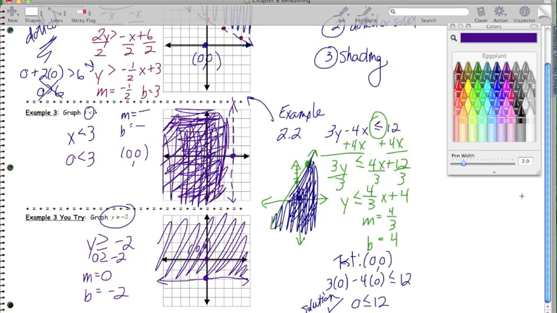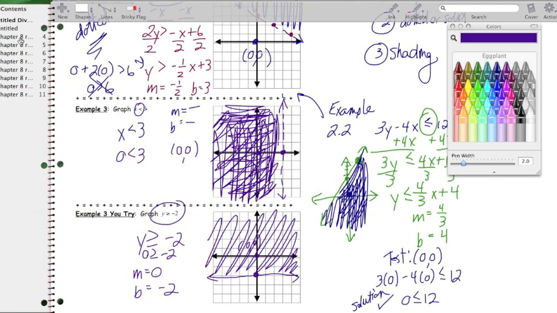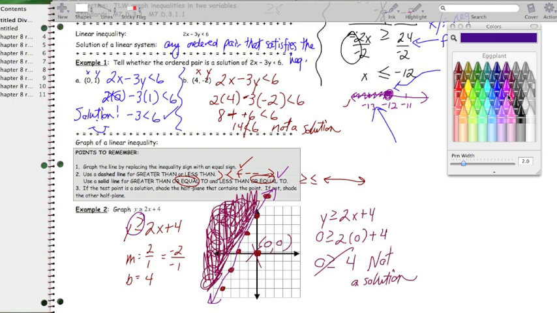All right, now I want to show you one thing. We're done with the lesson, but I want to show you one thing to help you with the shading. I'll make it in black. Some people have a little bit of trouble, even with the test point idea, figuring out when to shade where. It's another simple concept to think about.